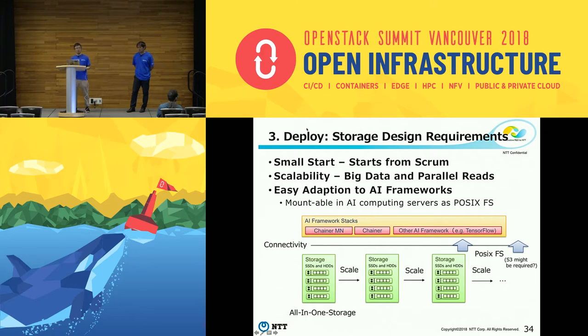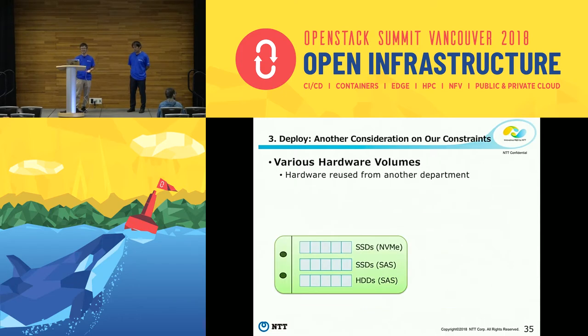And the last and most important thing is easy adoption for AI frameworks. That is because I think most of the recent AI frameworks just read the data via the POSIX file system. So we need to take the POSIX file system for the connectivity of the AI framework and storage nodes. And I hope the S3 API can be used in the future.